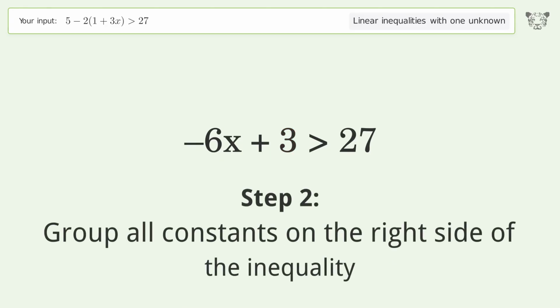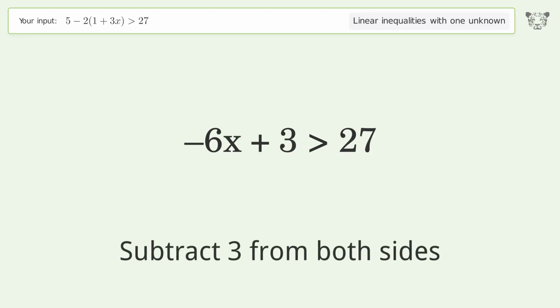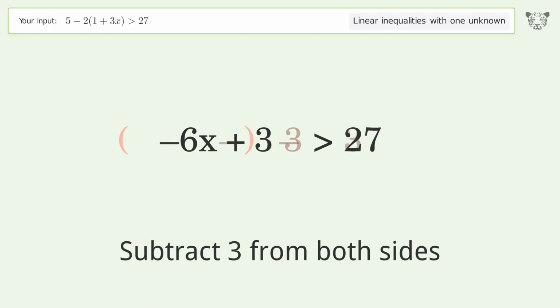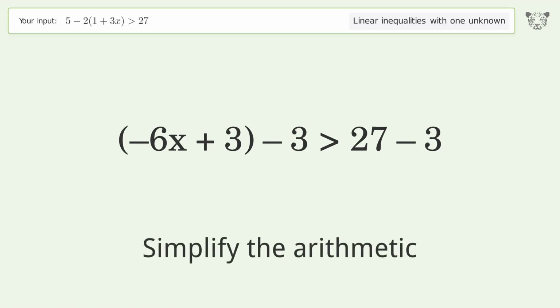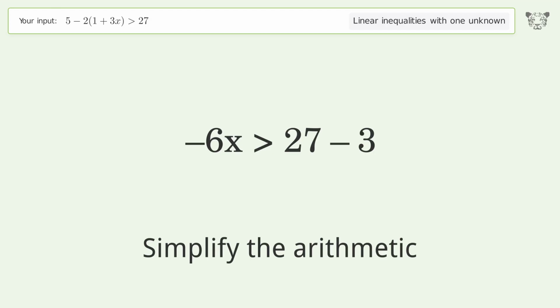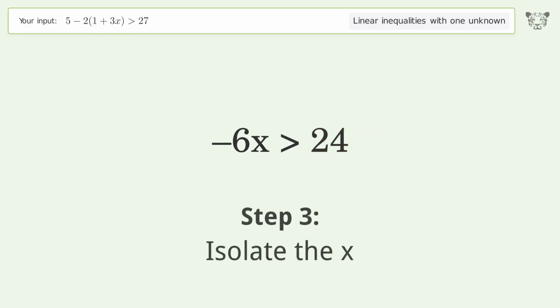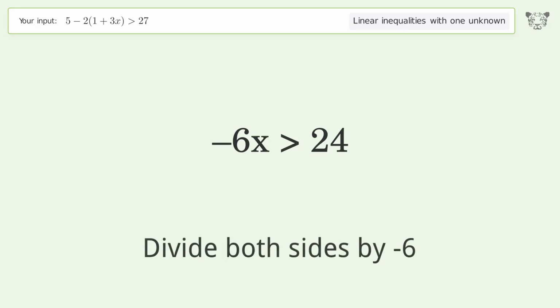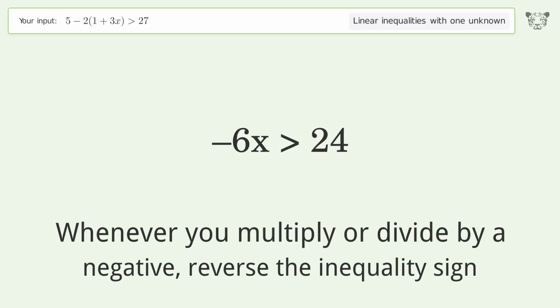Group all constants on the right side of the inequality. Subtract 3 from both sides. Simplify the arithmetic. Isolate the x. Divide both sides by -6. Whenever you multiply or divide by a negative, reverse the inequality sign.